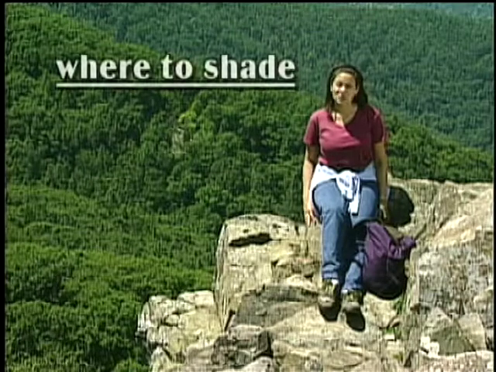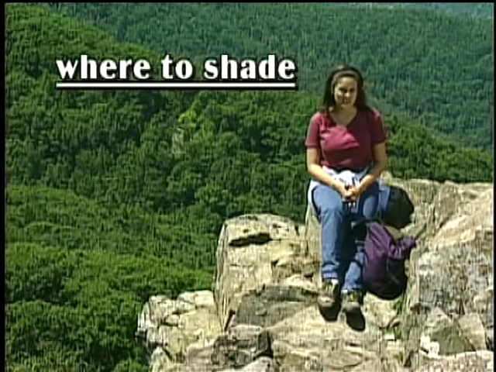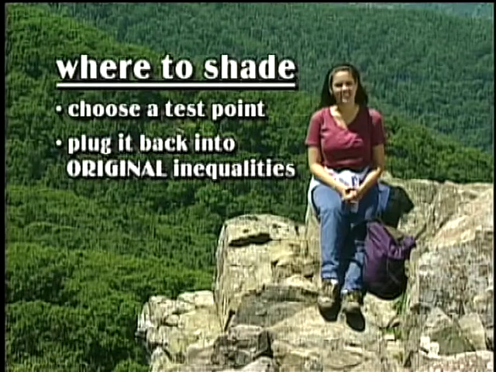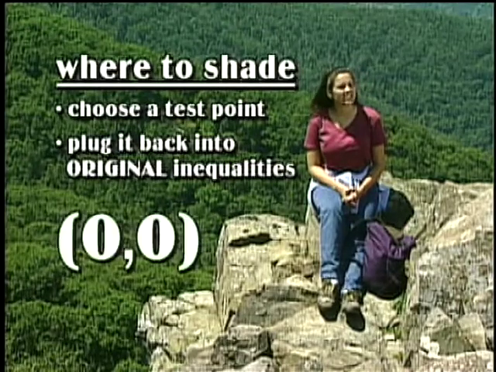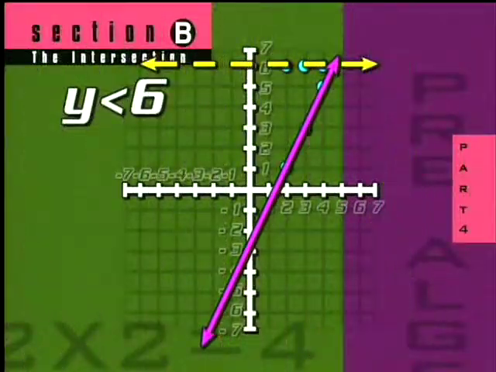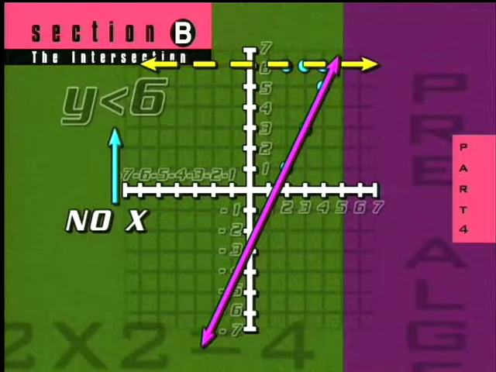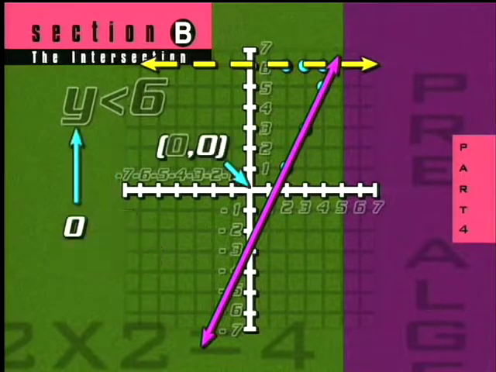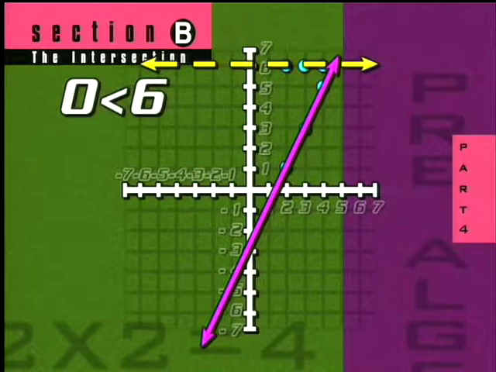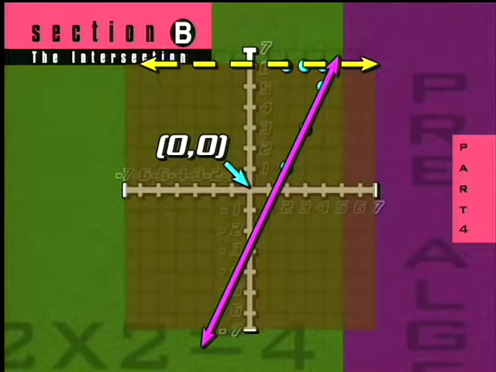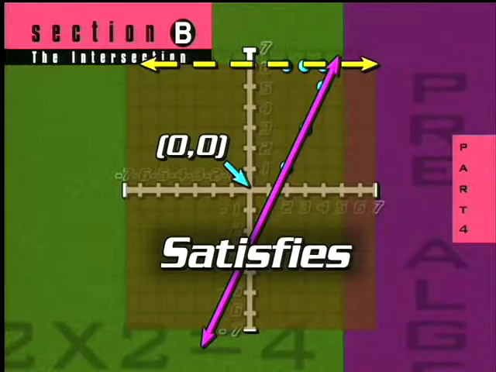Now we're going to figure out where to shade our graph. Remember, we do this by choosing a test point and plugging it back into our original inequalities. We're going to be using our old faithful 0, 0. For the first inequality, y is less than 6, our dotted line. Notice we only have a y variable here. There's no x, but it's no biggie. We just plug in 0 for y and get 0 is less than 6. Since this statement is true, we shade everything below the line, because our test point, 0, 0, is below the line and it satisfies our inequality.